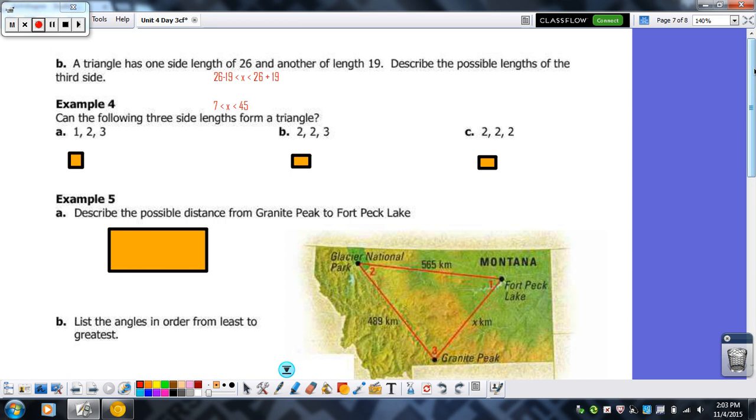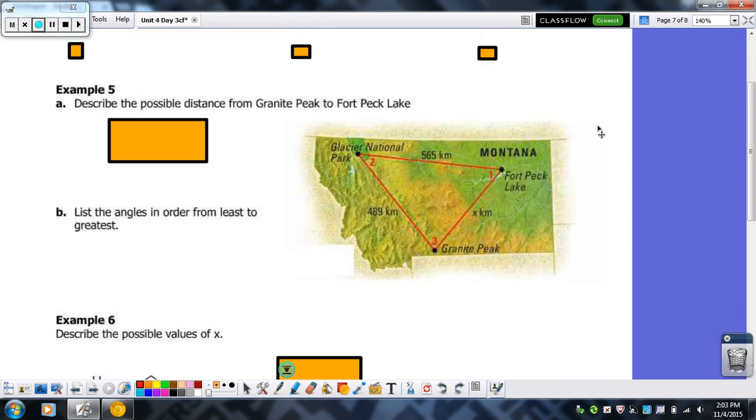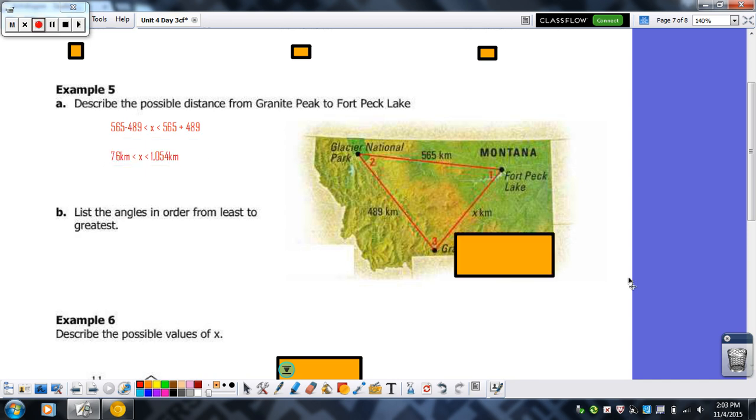We can use this information when looking for distances. Describe the possible distance from Granite Peak to Fort Peck Lake. Well, from Glacier National Park to Fort Peck Lake is 565 kilometers, and from Glacier National Park to Granite Peak is 489. We know that the third side has to be somewhere between the difference and the sum of the two. So we subtract 565 minus 489, and we add 565 plus 489, and our possible third side is somewhere in between. So our third side is somewhere between 76 kilometers and 1,054 kilometers.